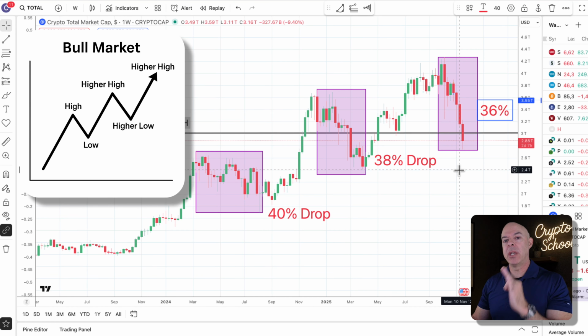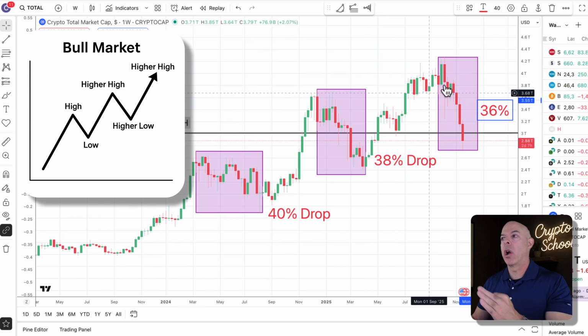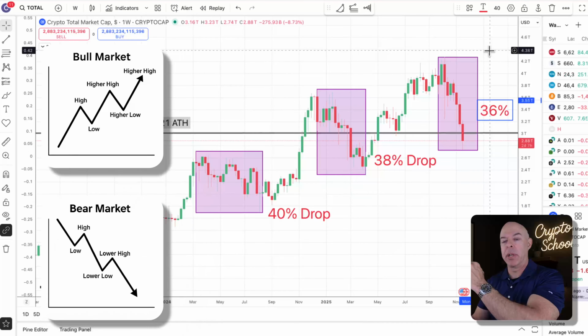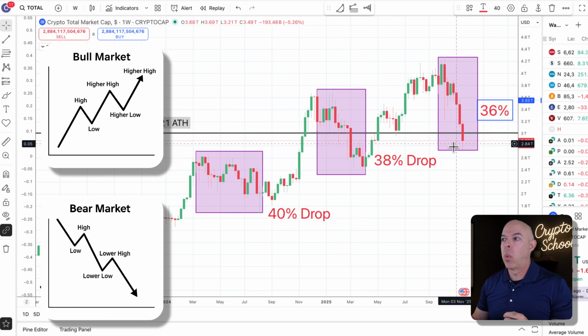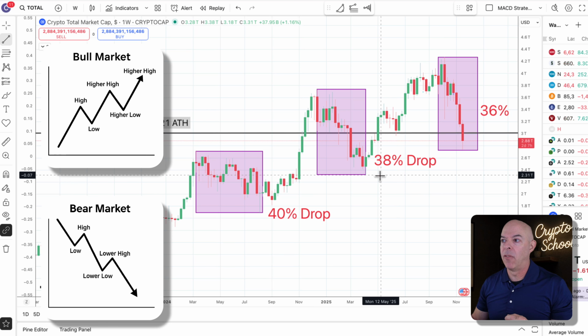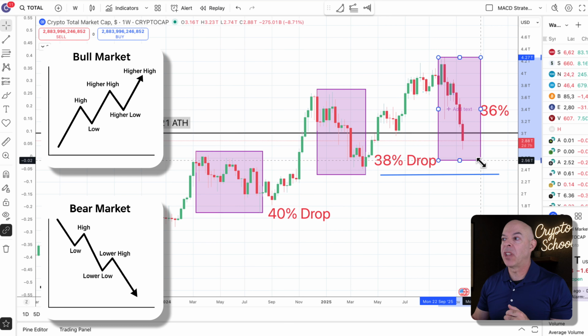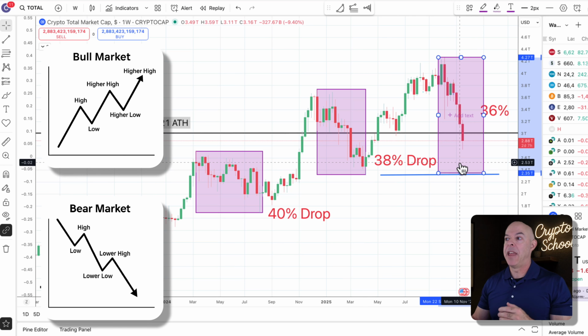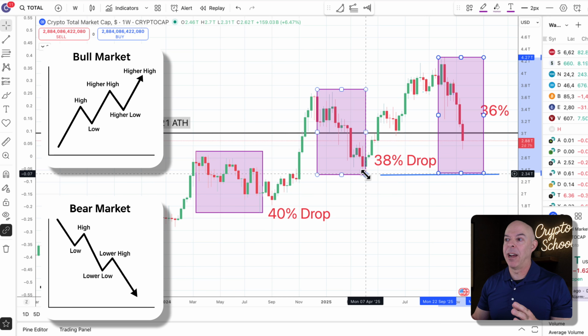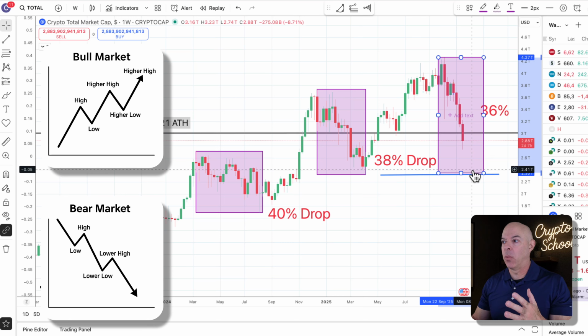So the question now, to know whether or not we're in a continuing bull market or a bear market, is where is this bottom going to end? So this is the low of last time. And the rule says we want a higher low. So we want this one to stop before it gets to that blue. And then reverse.